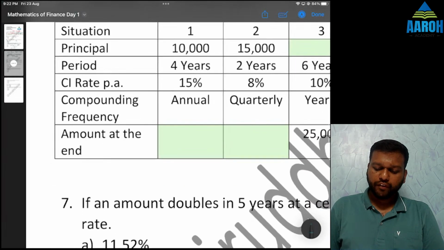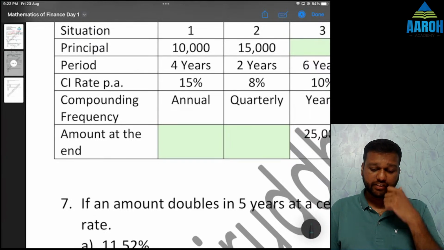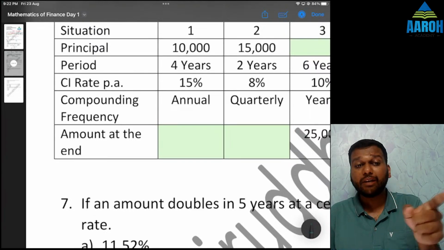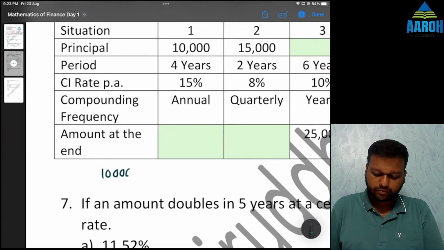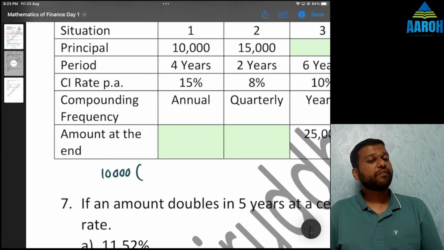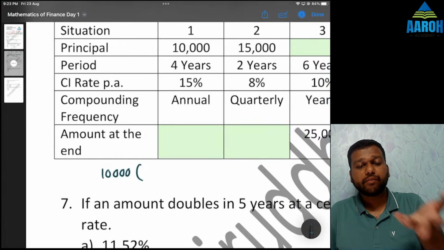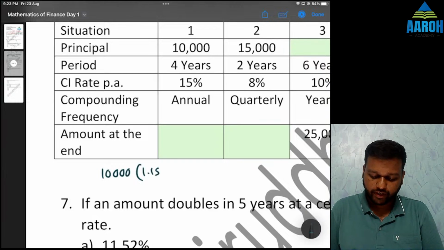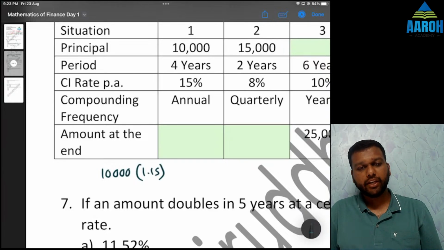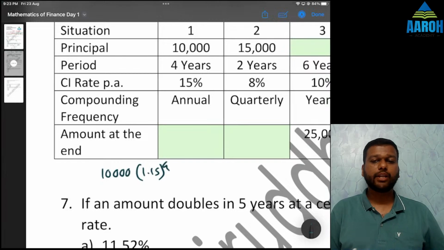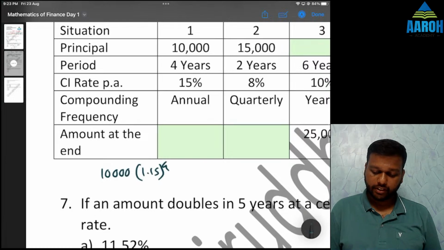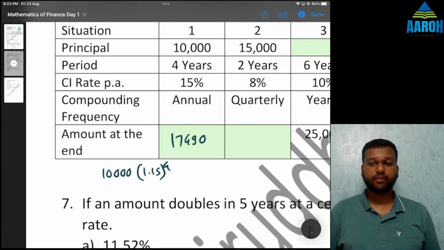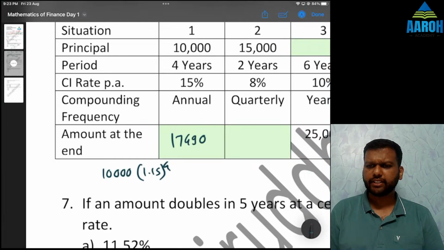Okay. So first, principal is 10,000. Period is 4 years. Compound interest rate is 15%. Compounding is annual, so we have to take the number of years. So it will be P into 1.15, since the annual interest rate is 15%, raised to n, where n is the number of years, which is 4. So it's easy to do on a calculator: 1.15 into and 3 times equal to, multiplied by 10,000. That gives us 17,490. That is correct.